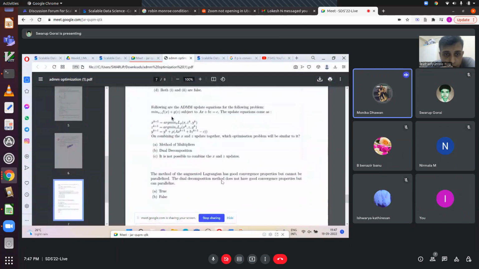The method of augmentation has good convergence but cannot be parallelized. I saw on the internet, they are showing this as true. It is false, I think.